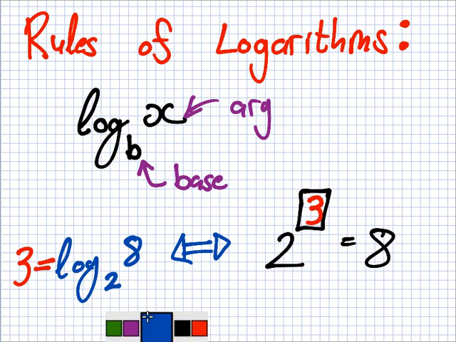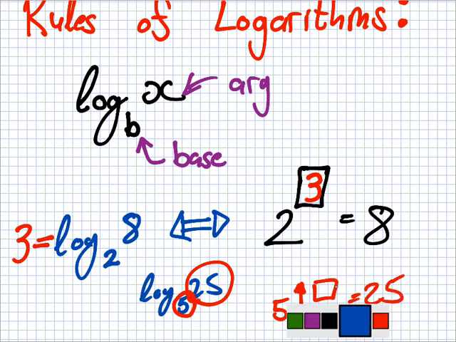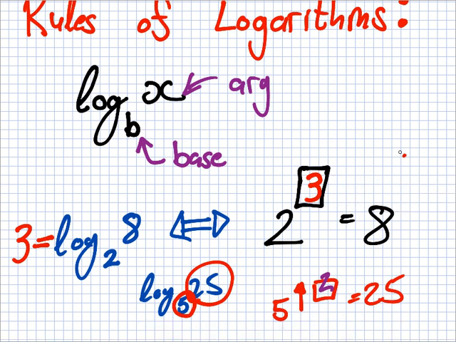If I wrote here log 5 25, it's like asking you, what power do I put on the 5 to make it 25? How do I raise the 5 to what power to make it 25? So in this case, obviously, it's 2. Argument, a variable, input, whatever.